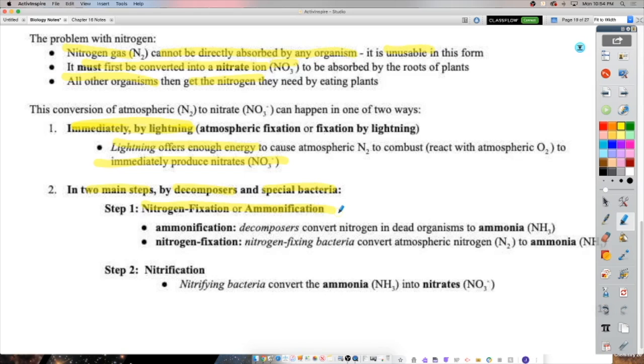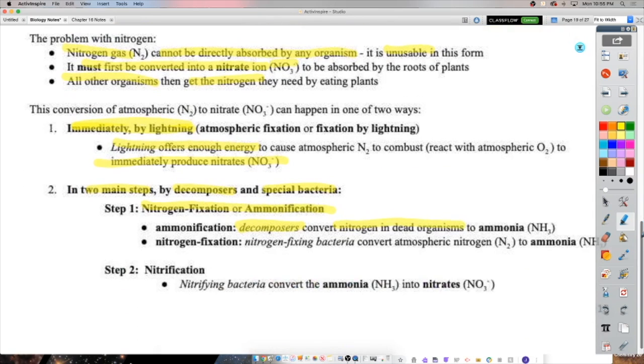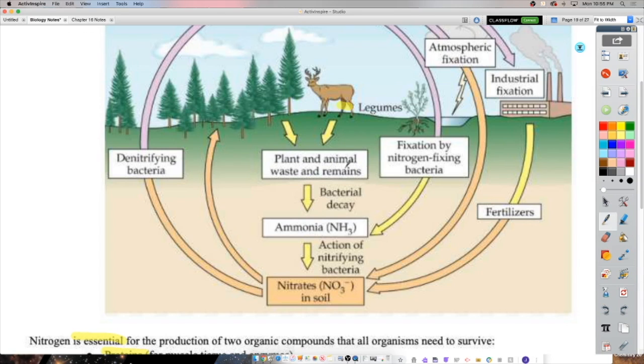They're the same end result, but they're a slightly different way of getting there. So ammonification is when any decomposer can convert the nitrogen in dead organisms, the nitrogen that's in their proteins or their enzymes or their DNA, like we set up here, right? They can break that down and turn it into ammonia, NH3. So that's what's happening here. Plants and animal waste and remains are being turned by any old decomposer into ammonia.